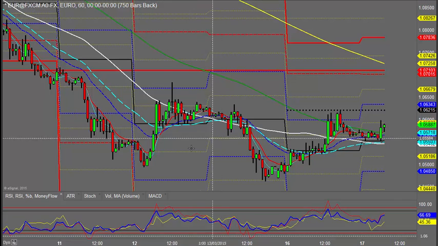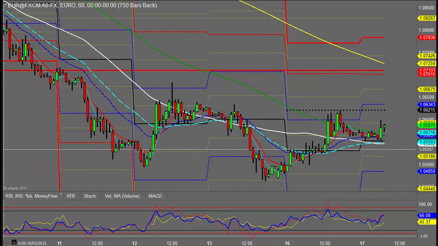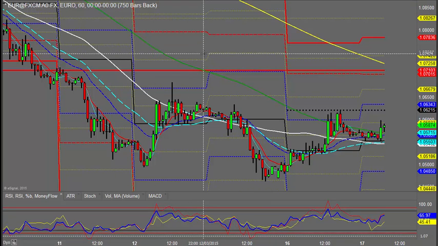News wise, there is the German ZEW economic sentiment coming out at 10 o'clock, but I'd be surprised if that really gives much. My expectation is around 10 to 15 pips for that sort of news generally, although in the current situation it might move a little bit more if it came out particularly good or bad, so we may get a bit more of a swing from it.